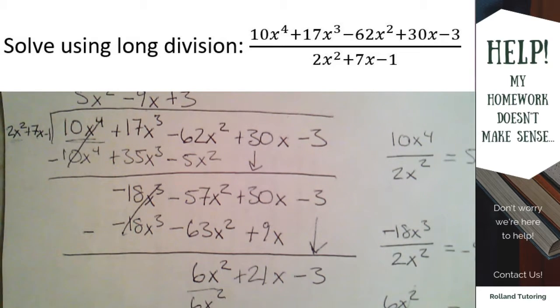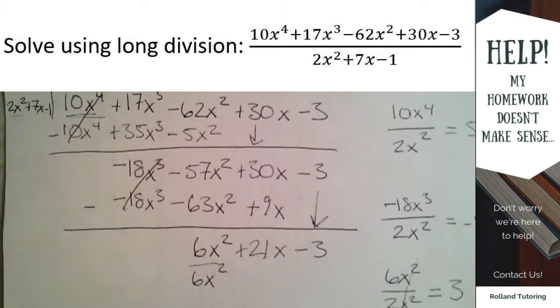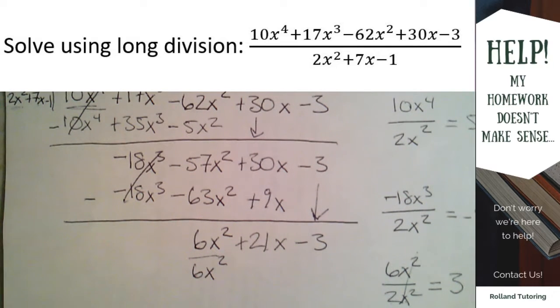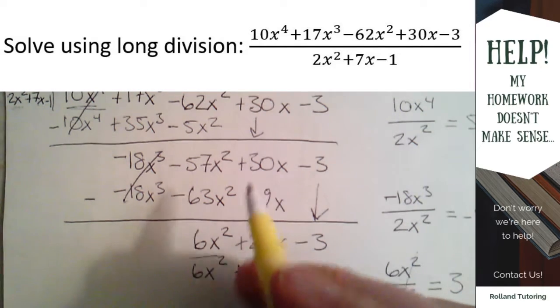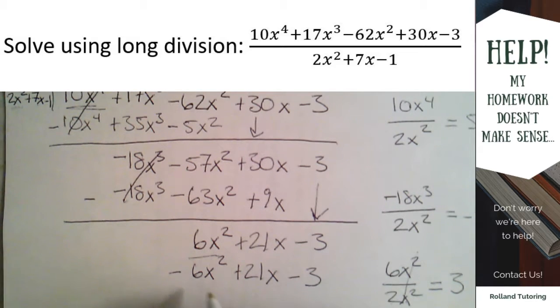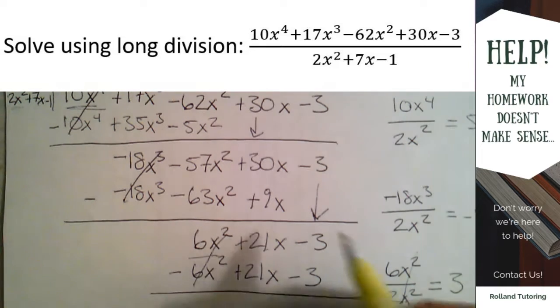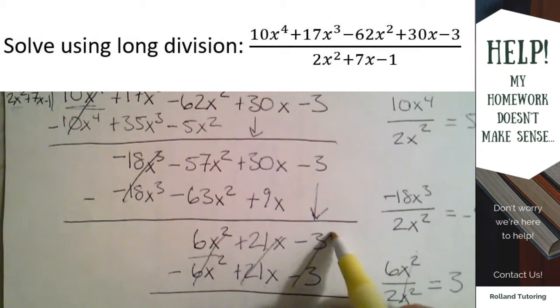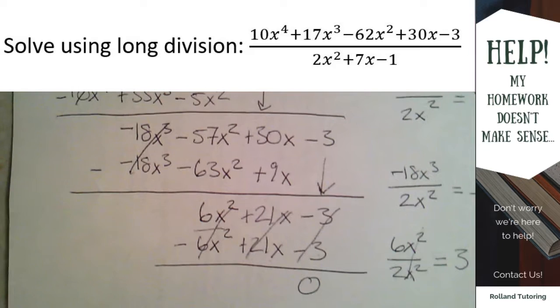6x squared. I'm going to shift you down here for a minute so you can see where I'm writing. Plus 3 times 7x would be plus 21x. And 3 times negative 1 is minus 3. So if we go ahead and subtract this, we end up with 6x minus 6x equals 0. 21x minus 21x equals 0. And 3 minus a negative 3 also equals 0. So we are left with nothing.